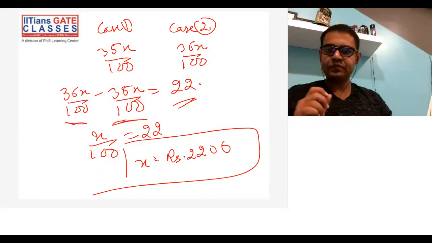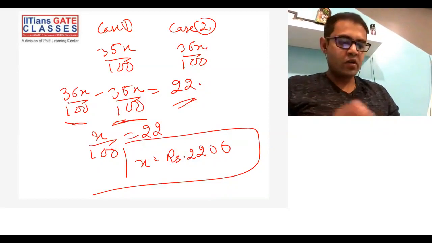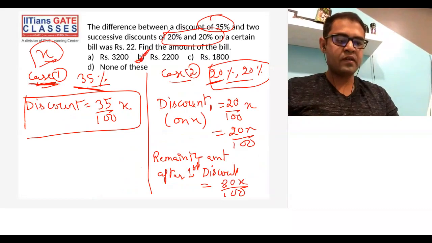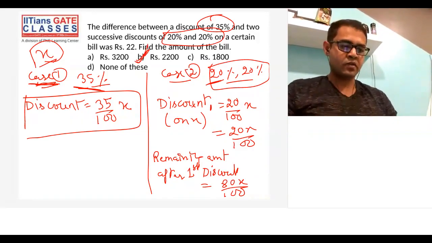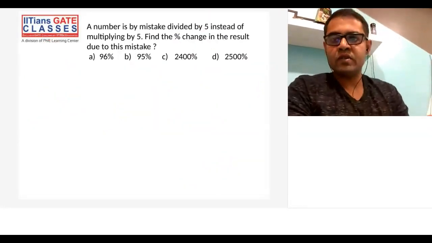All right, so your total bill amount is 2200. So option B is the correct one. I hope everyone understood this problem also. So let's move to the next question.